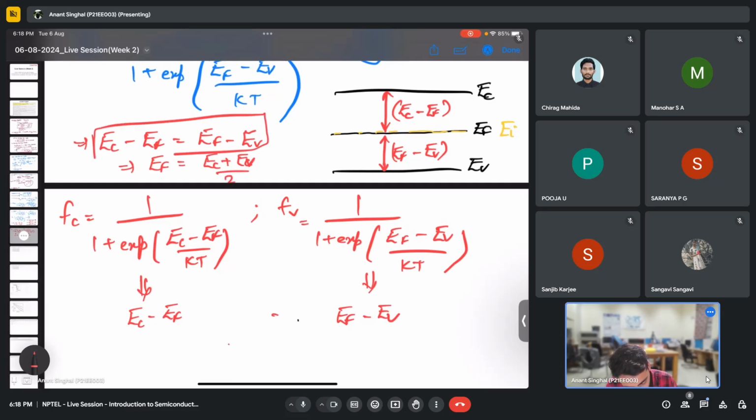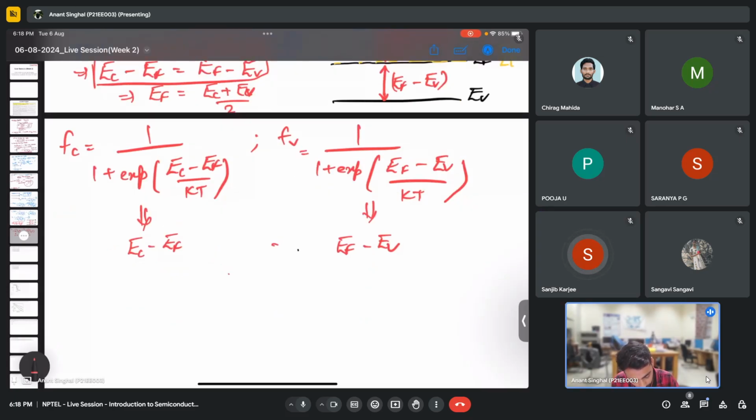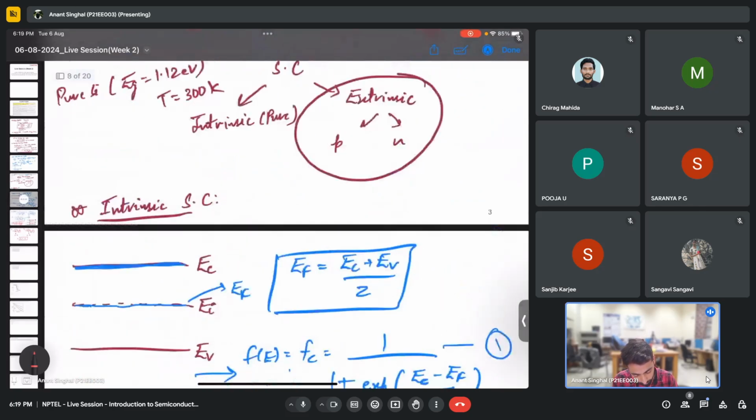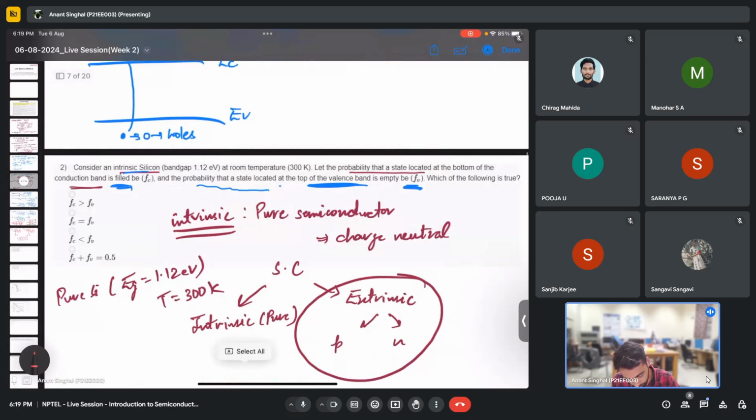Do you understand this? Yes, sir. So if Ec minus Ef is equal to Ef minus Ev, what we can write simply is that the probability that the conduction band bottom is filled will be equal to the probability that the valence band will be empty. So the answer to this question will be Fc is equal to Fv, which is option B.